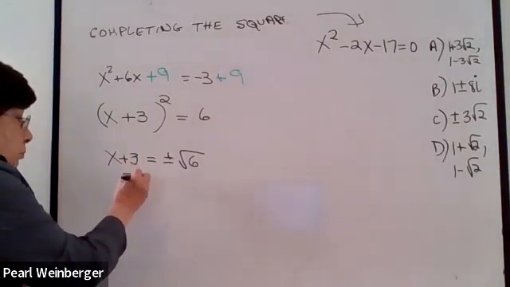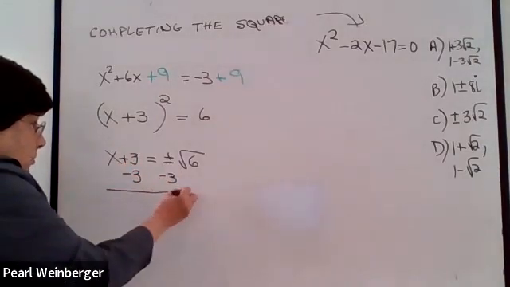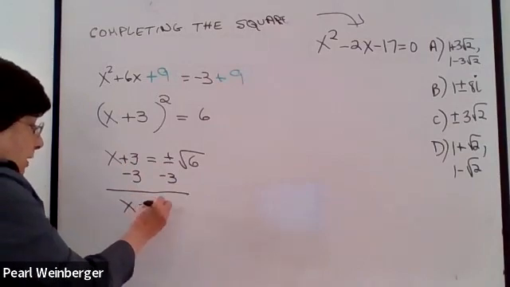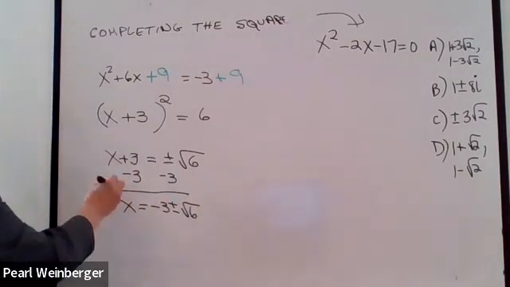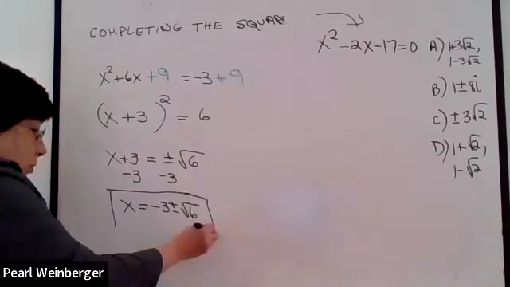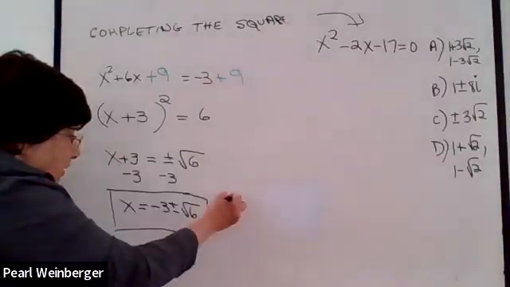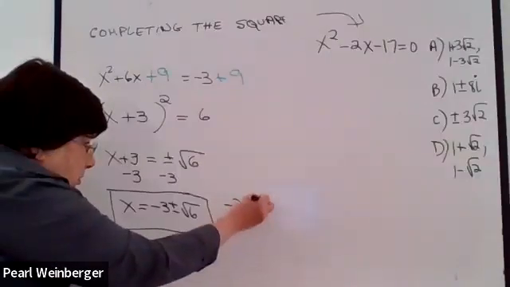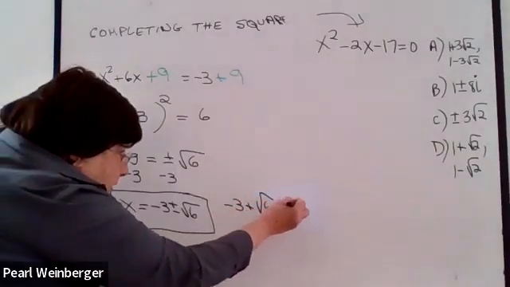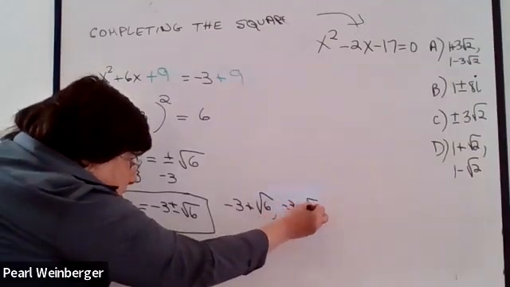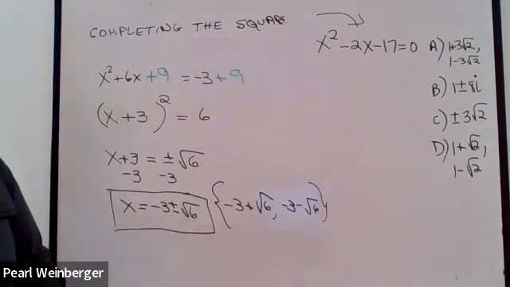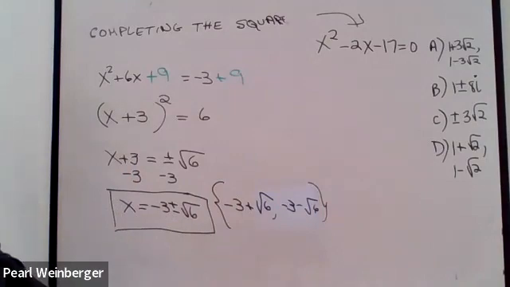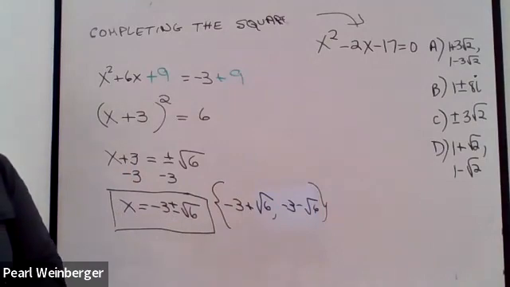But I do have to bring this 3 over to the other side. So my answer becomes x equals negative 3 plus or minus radical 6. And again, you can write your answer this way, or you could write it this way, negative 3 plus radical 6 and negative 3 minus radical 6. So either answer format, it's the same answer, it's just different formats. Okay, so that's solving a quadratic equation using the completing the square method.